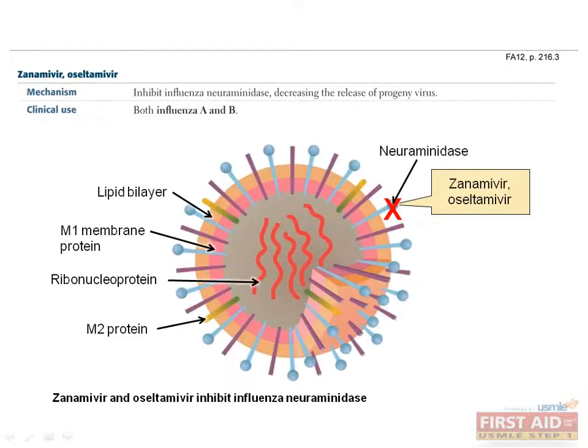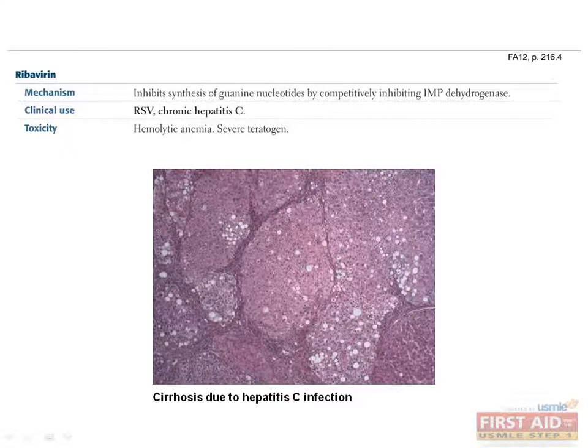These anti-influenza medications work by inhibiting influenza neuraminidase, which decreases the release of progeny virus, and have utility against both influenza A and B. Ribavirin is used in the treatment of RSV and chronic hepatitis C infections. Ribavirin competitively inhibits IMP dehydrogenase, thus inhibiting synthesis of guanine nucleotides.